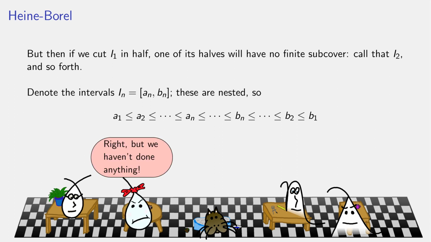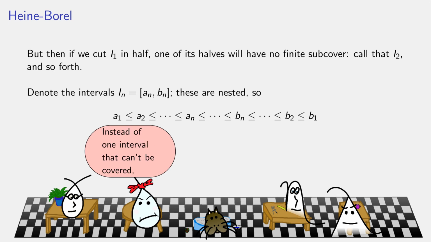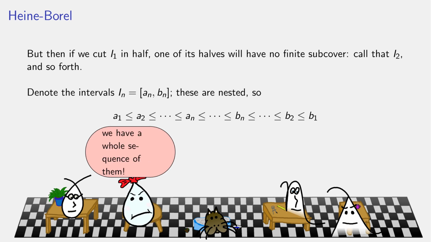And in a sense, we haven't done anything except create an infinite sequence of intervals that have no finite subcover, and the intervals are getting smaller. Instead of one interval that can't be covered, yeah, we got infinitely many. So instead of one problem, we got way more than 99. But it turns out in this case, having lots of problems is better than having one.